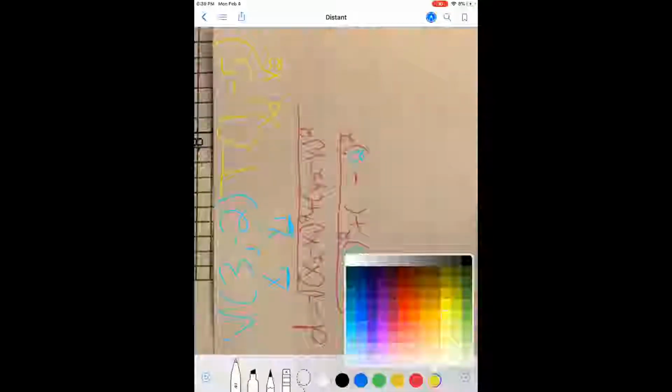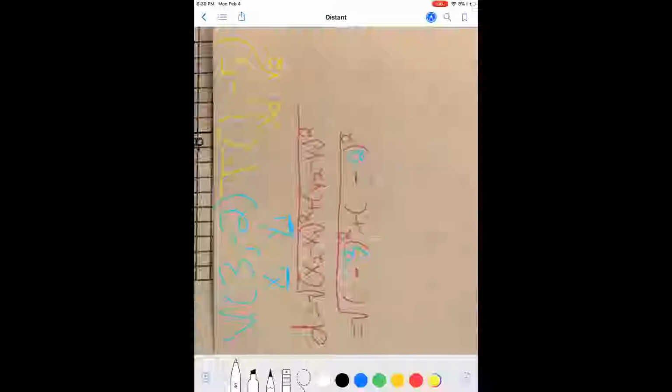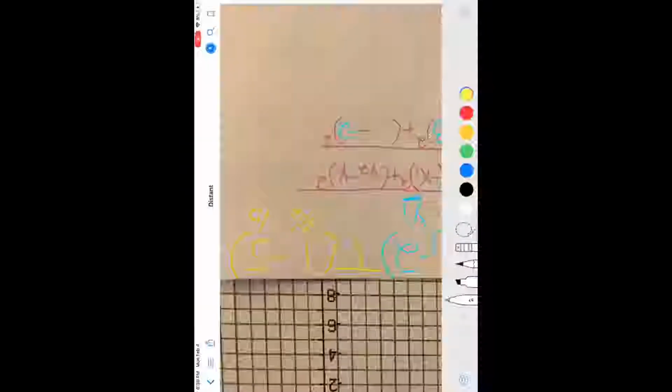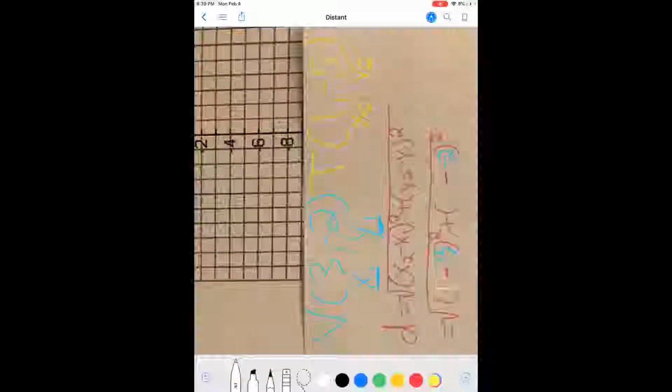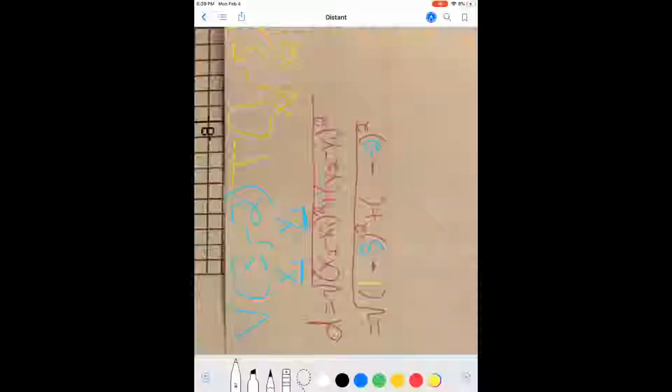So here, I think it was this one, our x2 is 1, so we're going to have 1 there. And our y2 is -5. I'm sorry, it keeps on moving on me. It's -5.